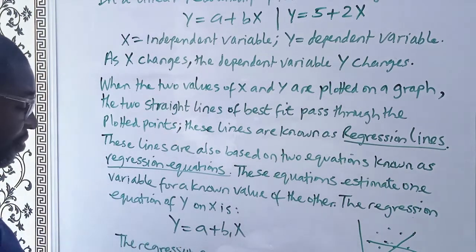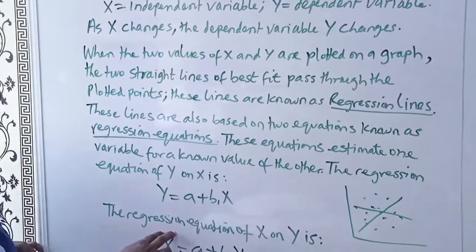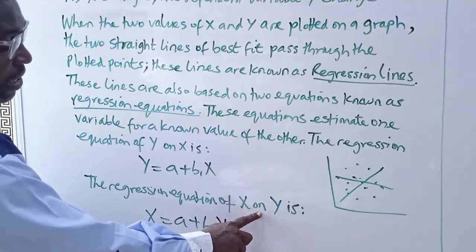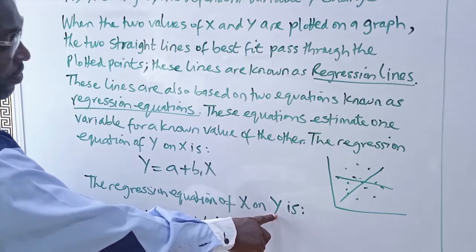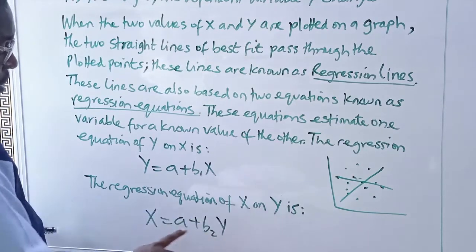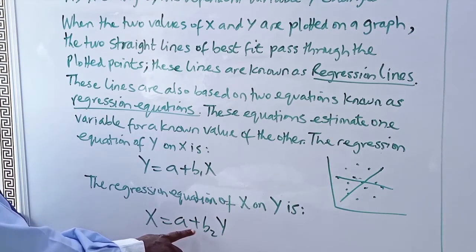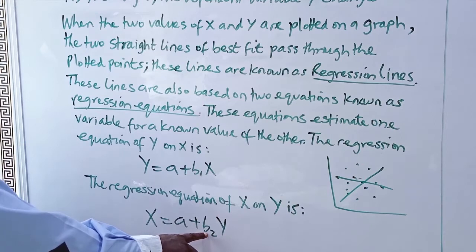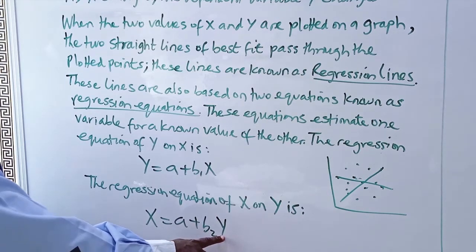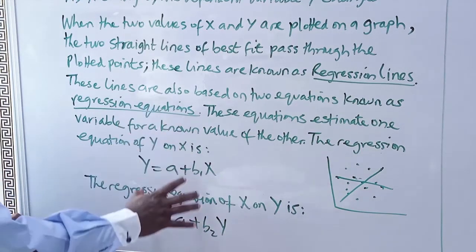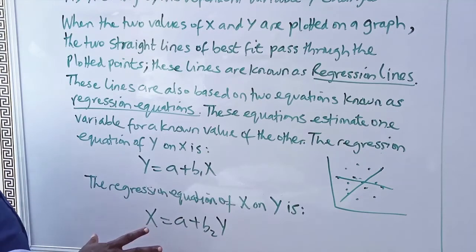Now, in reverse, we can have the regression equation of x, predicting x based on y. We have the value of y, so it is the reverse: x out here, plus a, the constant, and b, the slope, the rate of change, and then y is predicting x. So this is what we call the regression equation.